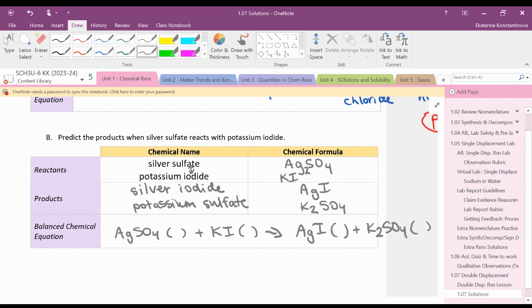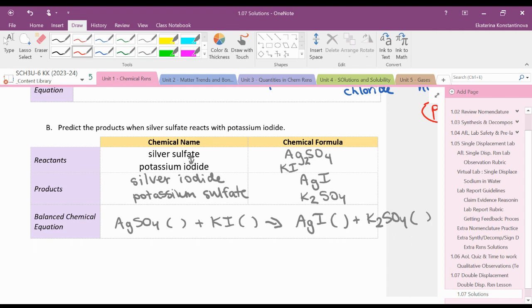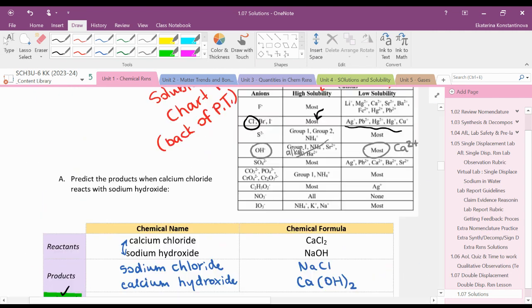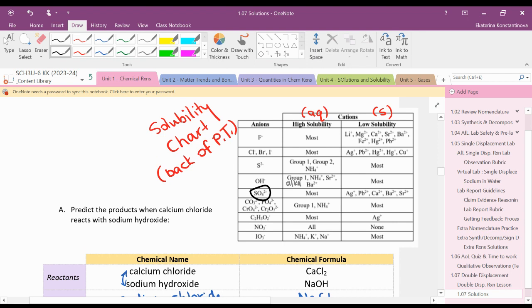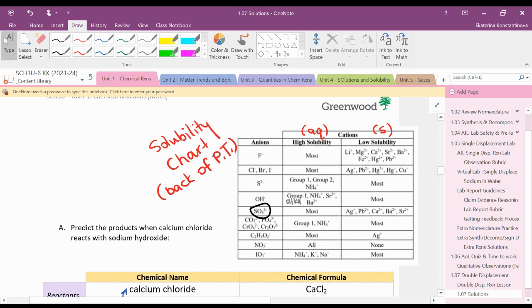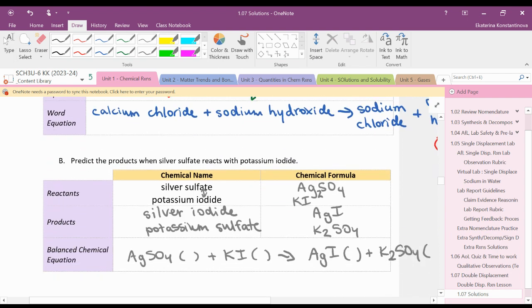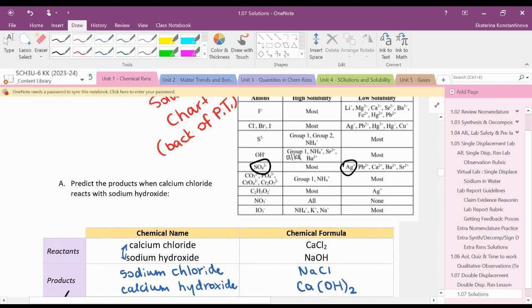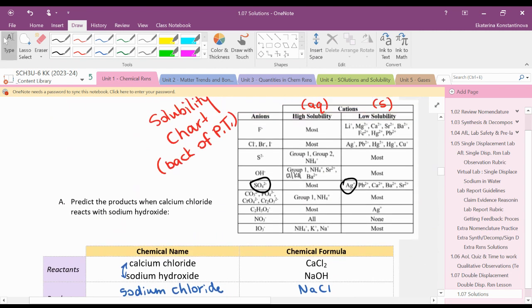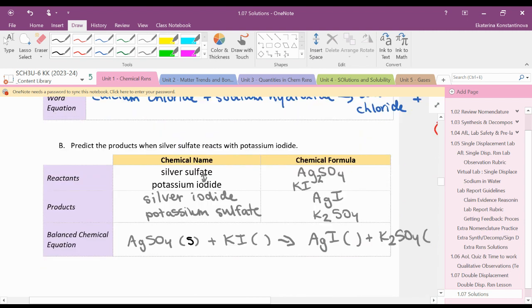Now, let's take a look at our states. Sulfate, is it soluble with silver? All right, let's take a look. So where is sulfate on here? Sulfate is right here. Is it soluble with silver? No, it is not. It is low solubility. It is solid. Okay, then you have KI, which is potassium iodide. So iodine is right here. And potassium falls into this category, so it is aqueous.